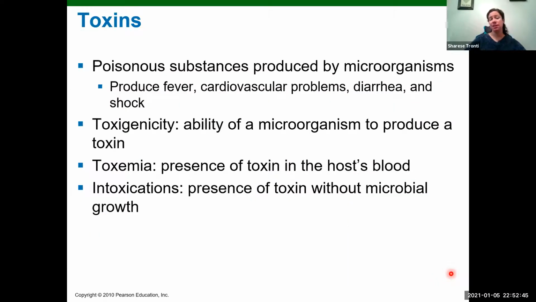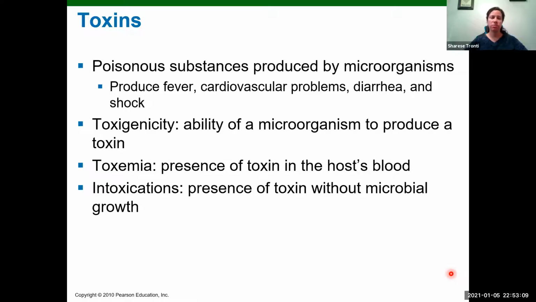All right, moving on to toxins. Toxins are poisonous substances that are produced by microbes. They can produce different symptoms depending on the toxin. They can produce fever, cardiovascular problems, diarrhea, and shock. These are just some examples.